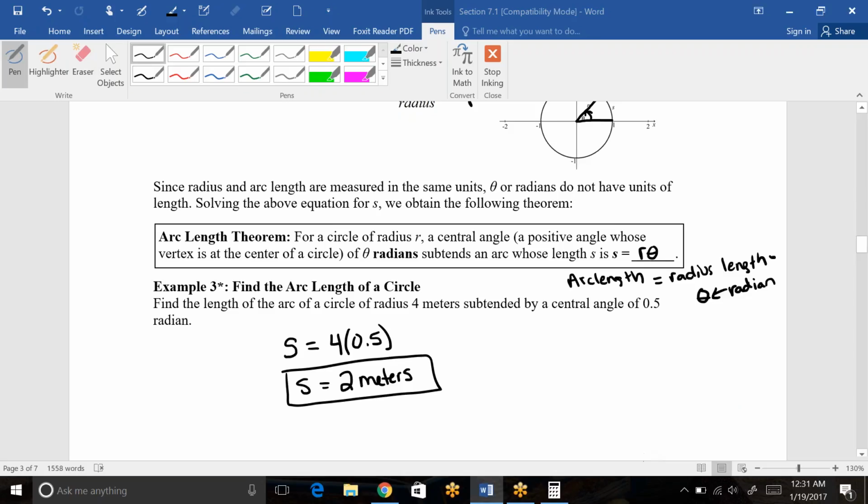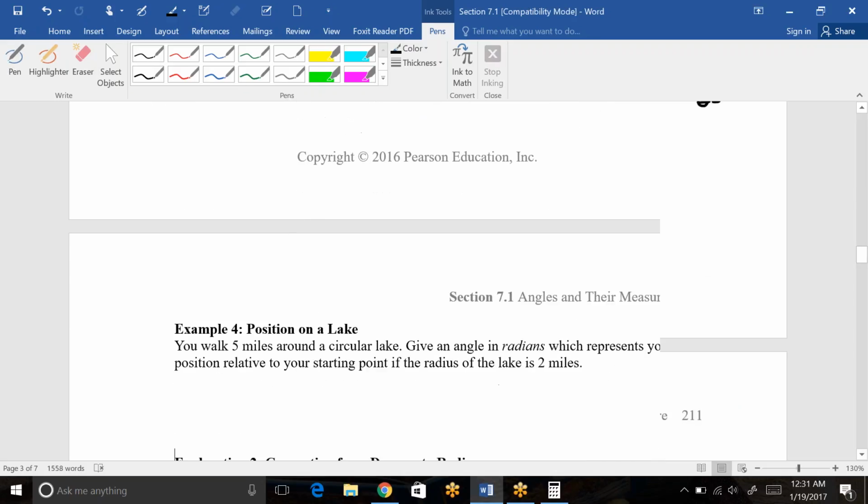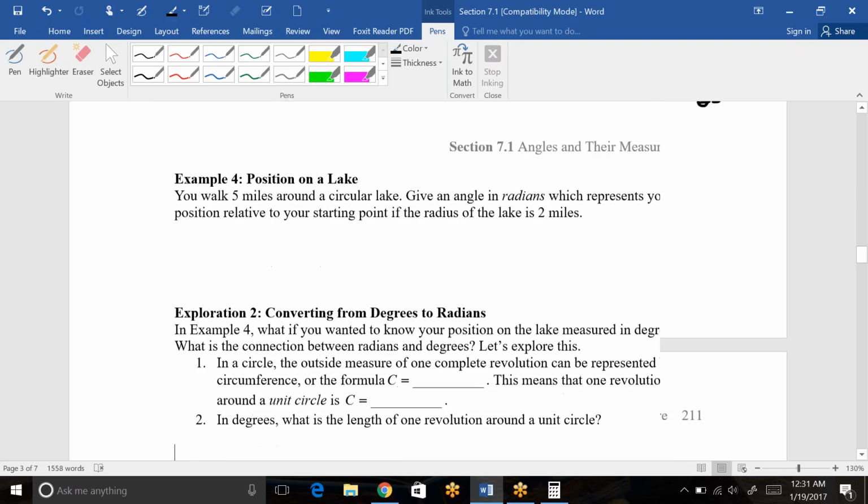Okay, let's look at some more examples. Example 4 is a word problem. It says that you walk 5 miles around a circular lake. Give an angle in radians which represents your final position relative to your starting point if the radius of the lake is 2 miles. Okay, so let's draw a picture of this.